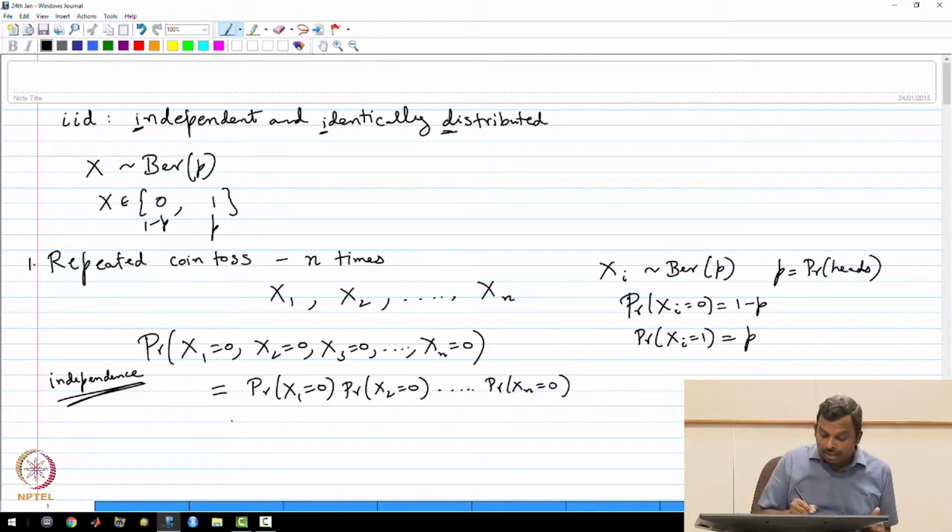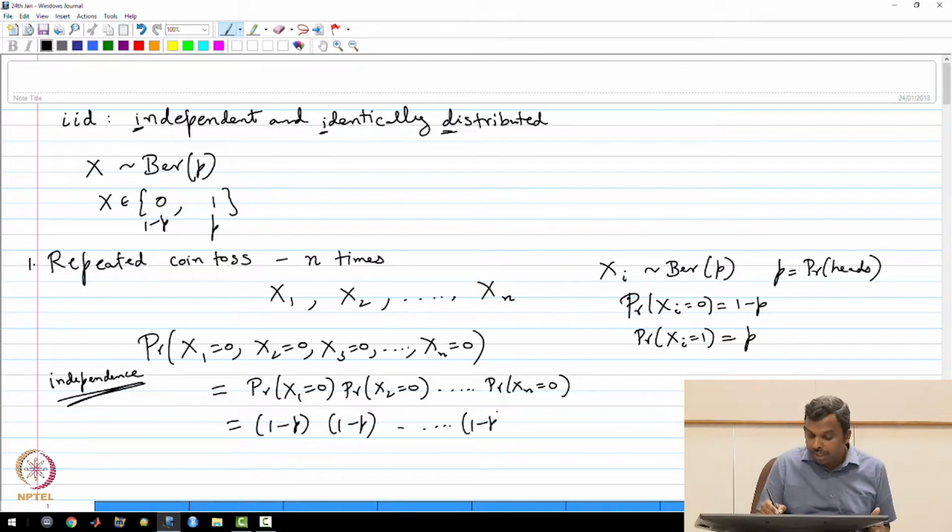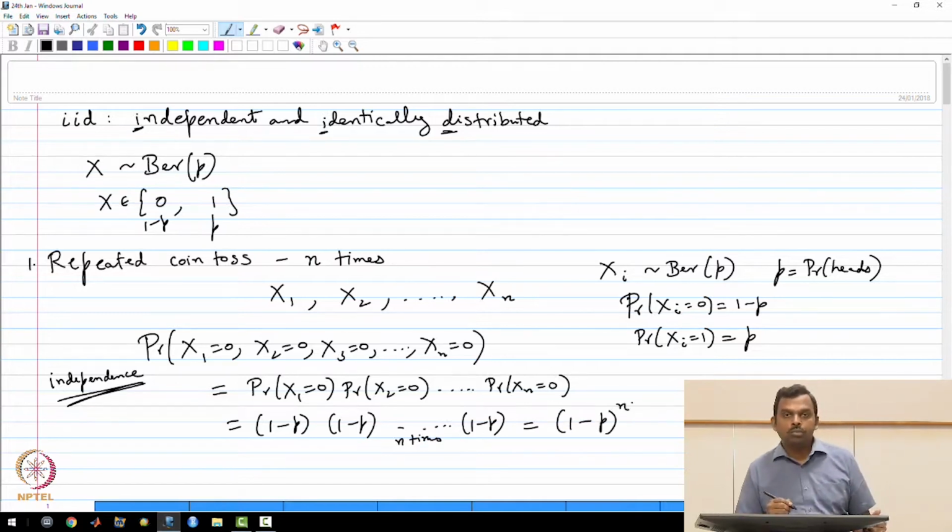And on top of that, they are all identical, so they all have the same probability. So you have 1 minus p times 1 minus p, so on till 1 minus p, n times. So this is happening n times, and this probability is (1 minus p) to the power n. It's an easy calculation to do when you have independent and identical repetitions of things happening.